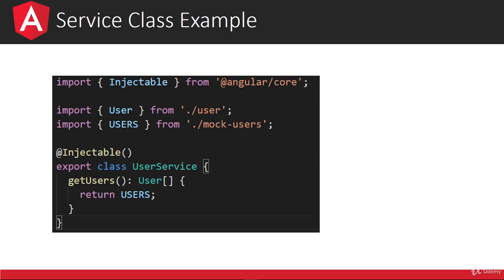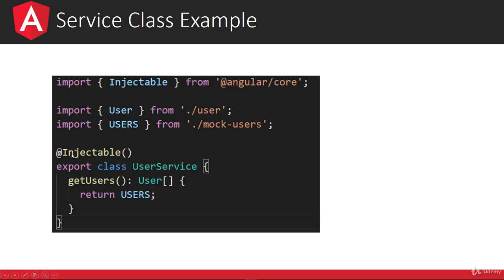So let's take a look at a very, very simple service class. As you can see, we're importing the Injectable package from Angular Core. And then we're also importing a user model here. So this would be like an interface or just a class model. And then we're also importing some mock users. So this would be like a file, a JSON file, or something like that. Something that mimics fetching users from a database.